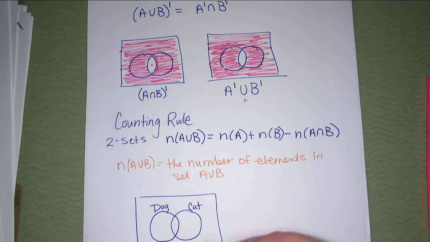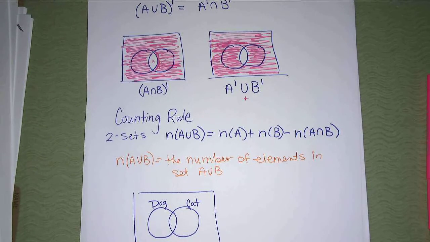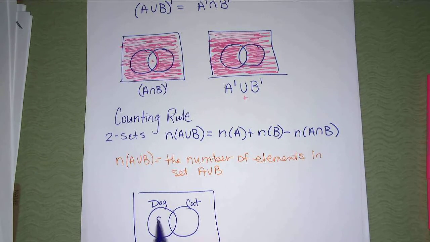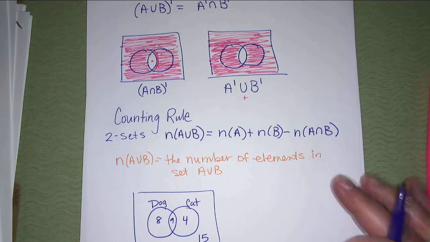So if there was lots of people, we would have lots of numbers. So let me just make up some numbers. So 8, 9, 4, 15. Okay? So we'll make up some numbers that are better.